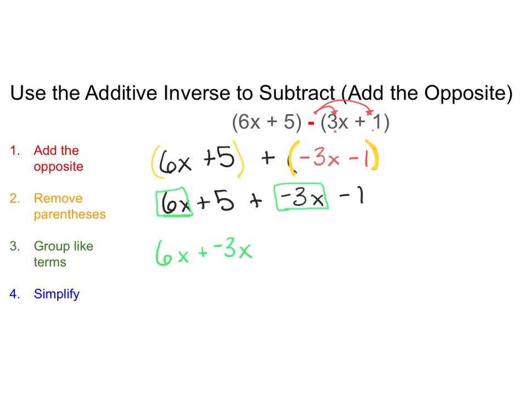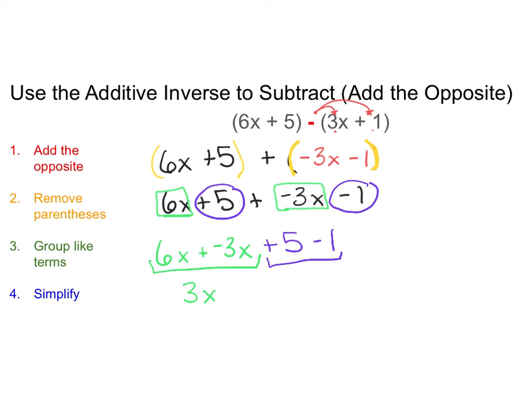And then I have, we'll do purple, plus 5. And then you could say plus a negative 1 if you want, or minus 1, however you want to write it, okay? And then I'm going to go ahead and simplify. So I have 6x plus a negative 3x. That's really just 6x minus 3x, so I have 3x. And then for my constants, I have a 5 minus 1, so that is plus 4. So my simplified expression is 3x plus 4.